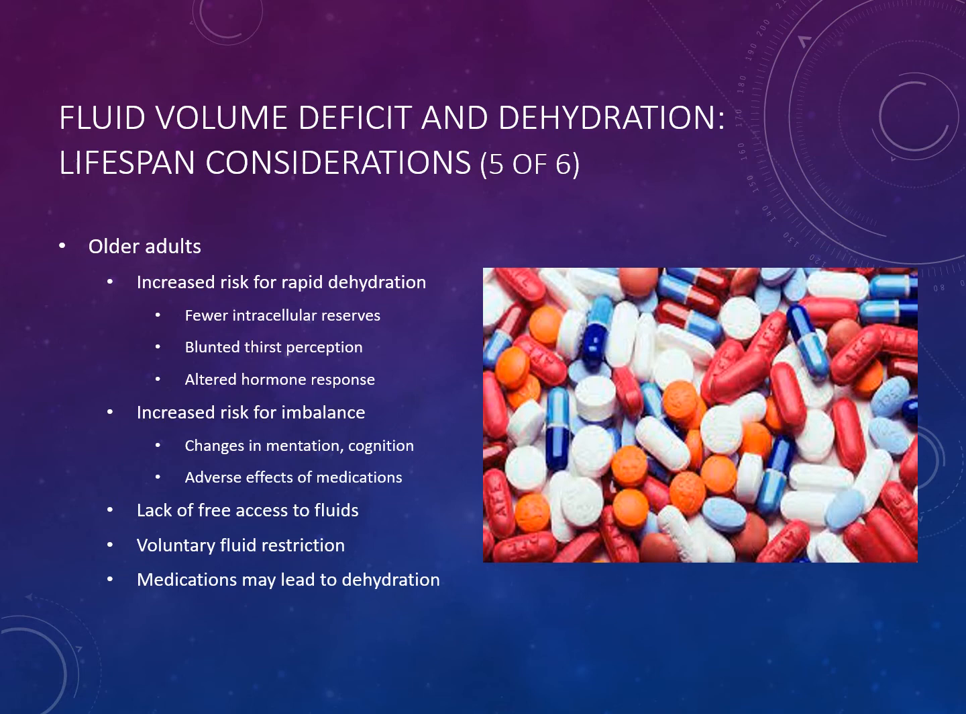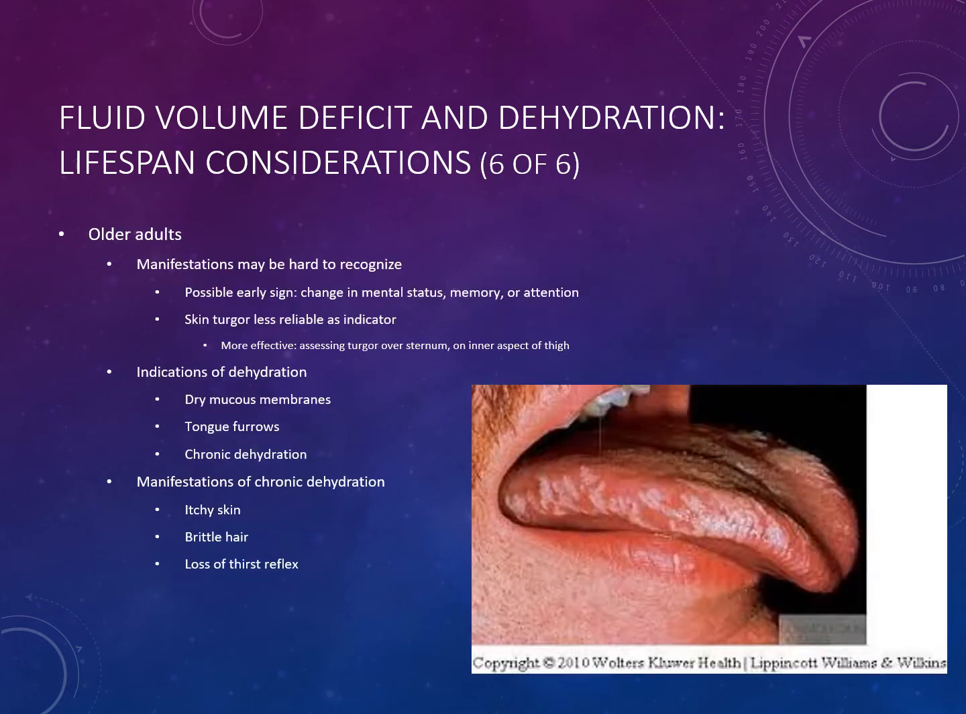And so, you will see with the older adult that the diuretics and some other medications will lead to dehydration, because some of the medicines cause us to lose our appetite, and so we don't want to eat or anything.